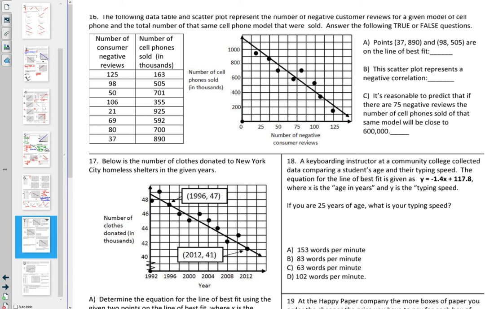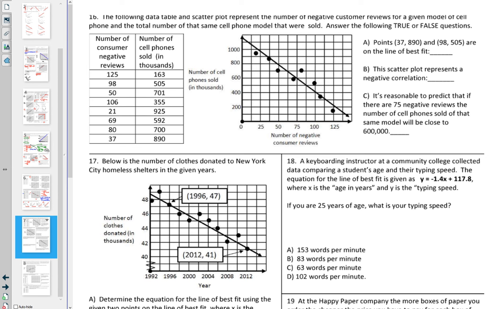The following data table and scatter plot represent the number of negative customer reviews for a given model of cell phone and the total number of the same model that were sold. And what do they want? Just true or false. Are the points 37,890 and 98,505 on the line of best fit?